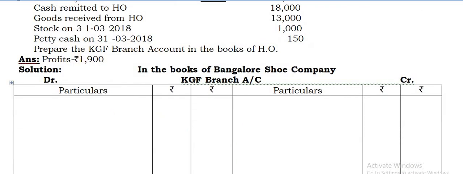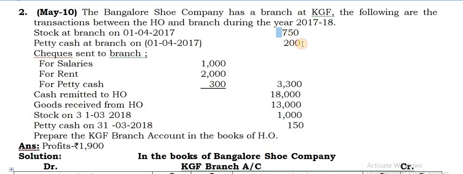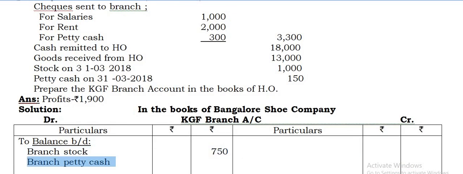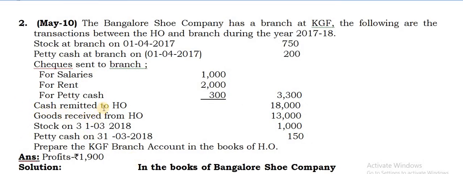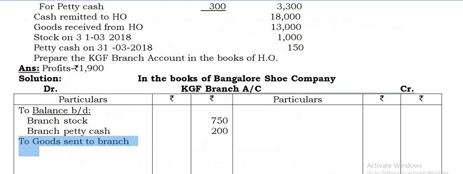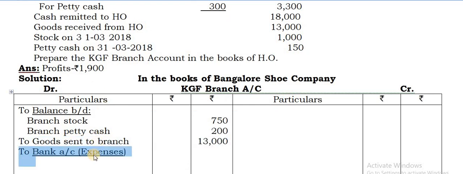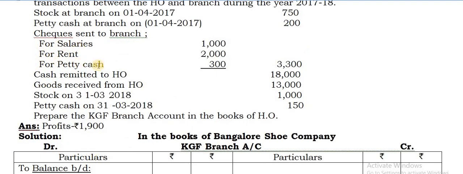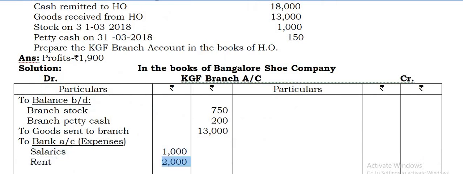Okay, right. So you can start now on debit side. To balance brought down, which are the opening balances, only these two. Okay, so petty cash and stock, those two you can write. Okay, next what is that? You have to take this goods sent to branch. Okay, this you can take on debit side. To goods sent to branch, 13,000. Then to bank account for all the expenses, which are the three expenses: salaries, rent and petty expenses. So that on debit side.